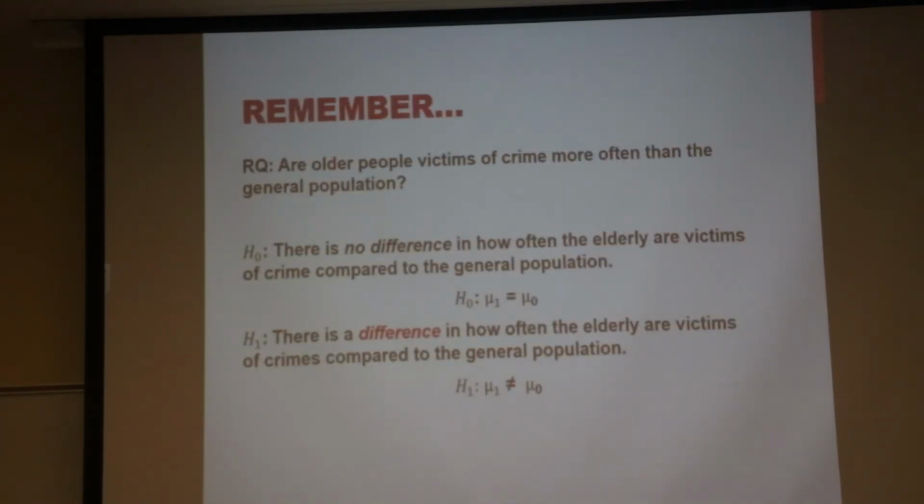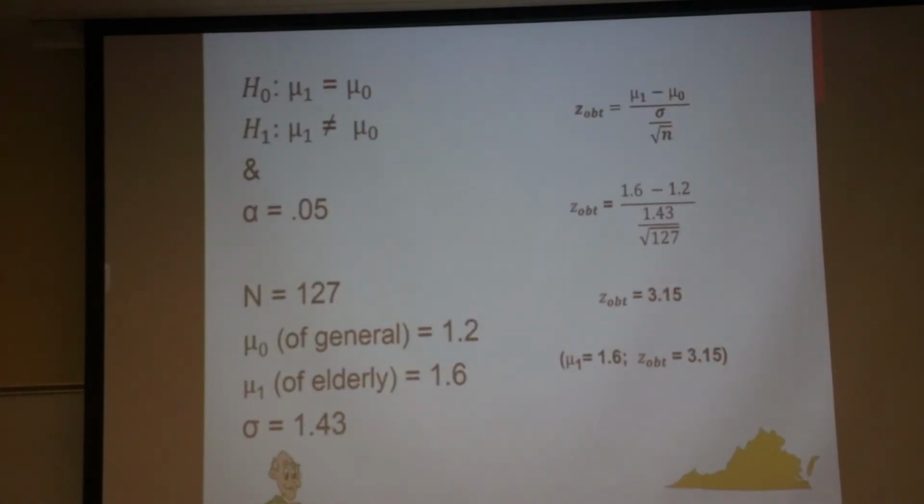So if we look at this as an example again, this was our null hypothesis, our research hypothesis, and let's look at this example with real data here. We're going to set an alpha level of 0.05, so not too strict. We have a sample size of 127 elderly people in this community, and we don't need to know the number in the general population. We just need to know the number in that smaller group that we're comparing. We have our two means. These are the number of times people have been victims of crime in the last year, on average. In the general population, it's 1.2 times. Among elderly people, it's 1.6 times. And then the standard deviation for the population is 1.43. That's for the elderly group.